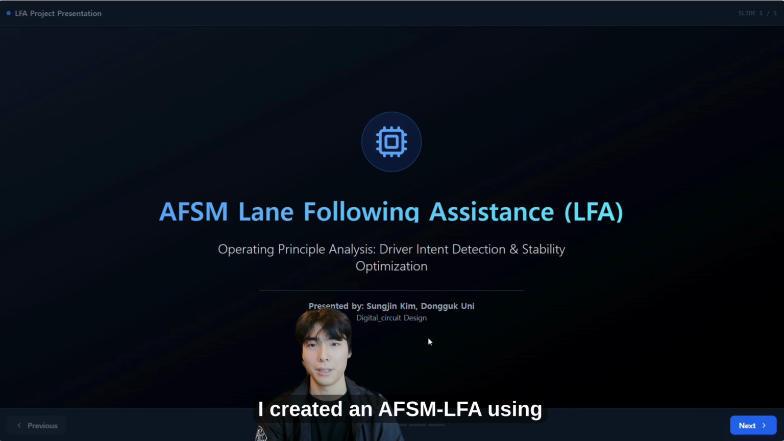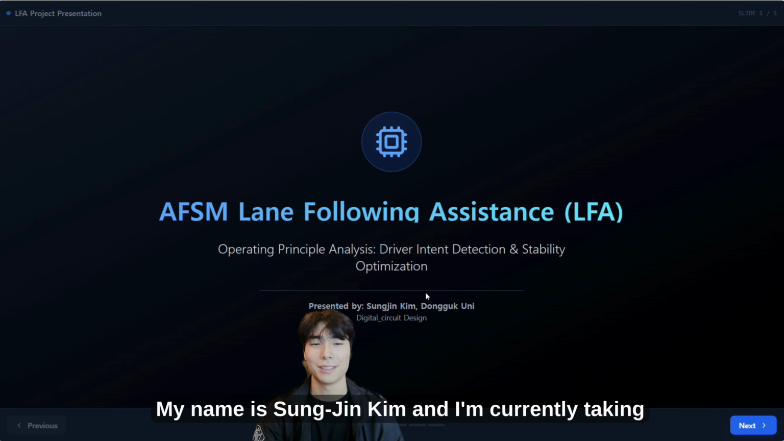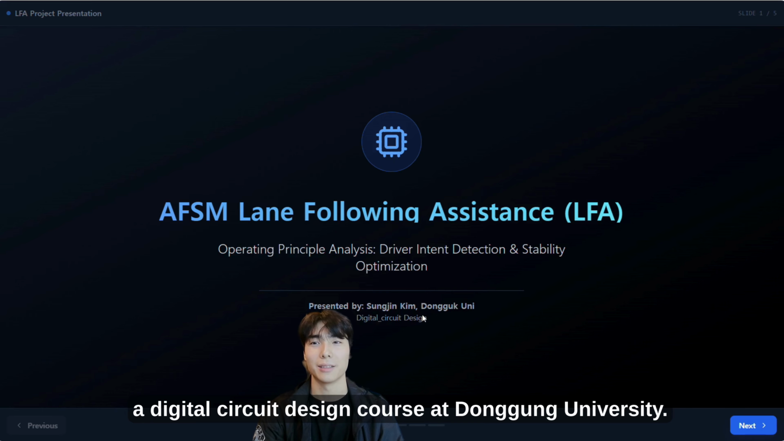Hello guys, I created an FSM LFA using the Cadence tool. My name is Sangjin Kim and I'm currently taking a digital circuit design course at Dongguk University.